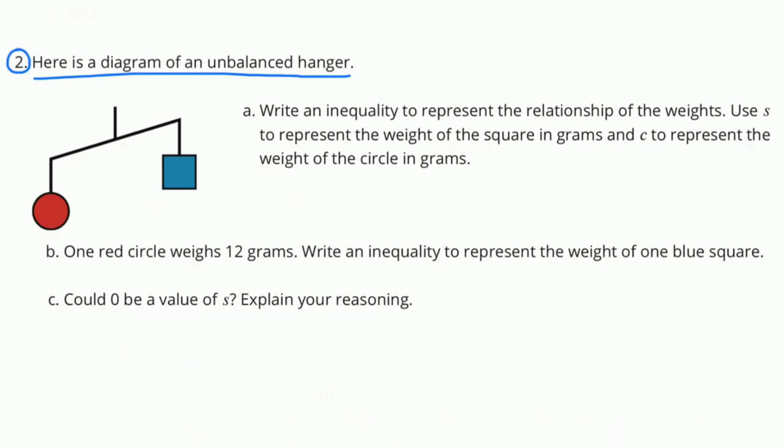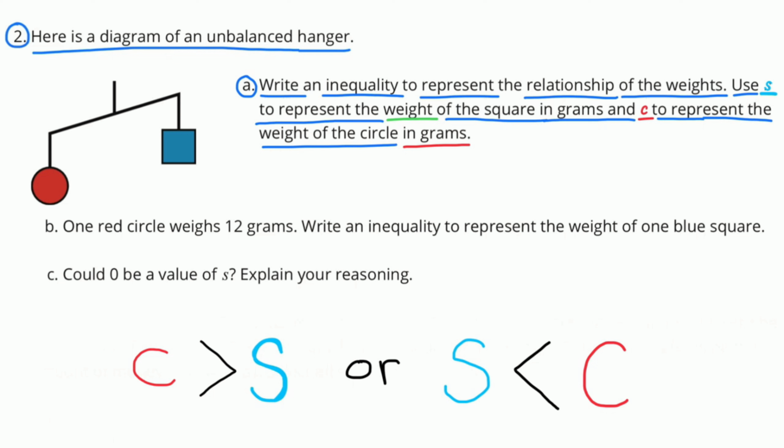Number 2. Here is a diagram of an unbalanced hanger. A. Write an inequality to represent the relationship of the weights. Use S to represent the weight of the square in grams and C to represent the weight of the circle in grams. This inequality can be expressed as C is greater than S, or S is less than C.